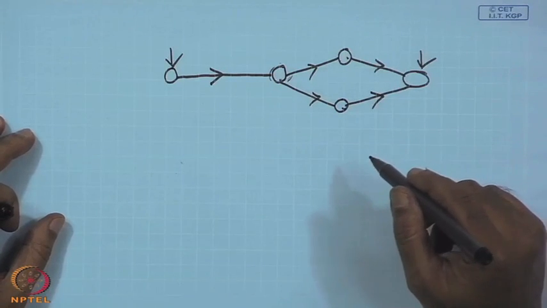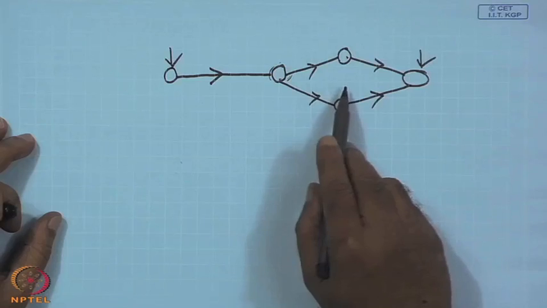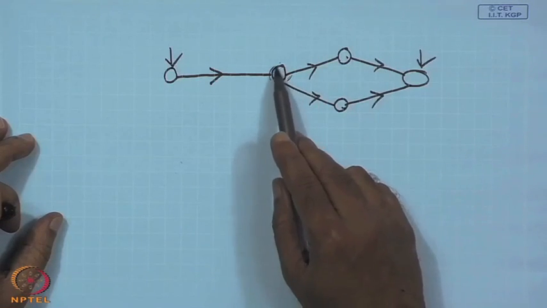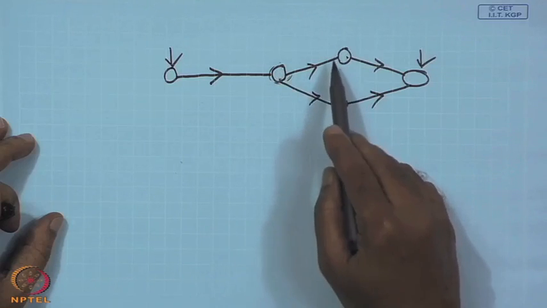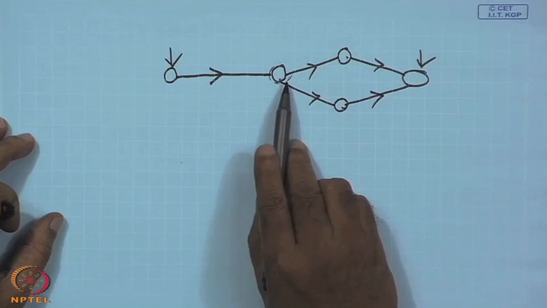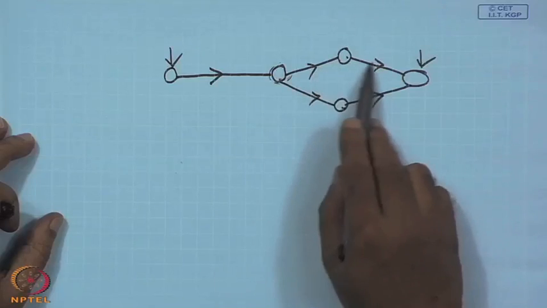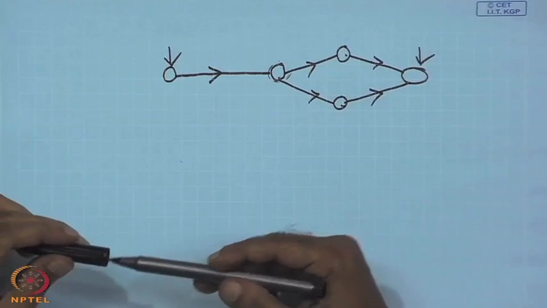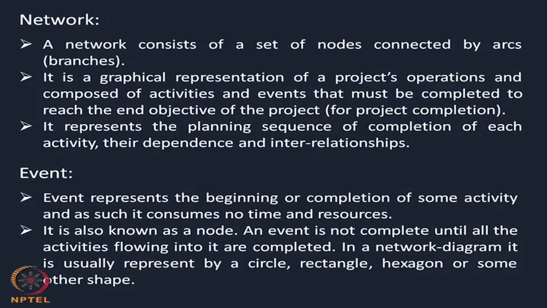So, your network is nothing but a planning of the sequence of completion of each activity, and the relationship among them. If you see from here, these are the different activities. Once I complete this activity, I go over here. So, I am planning the sequence in which different activities will be completed, so that I can achieve my goal. My next point is, what is an event?